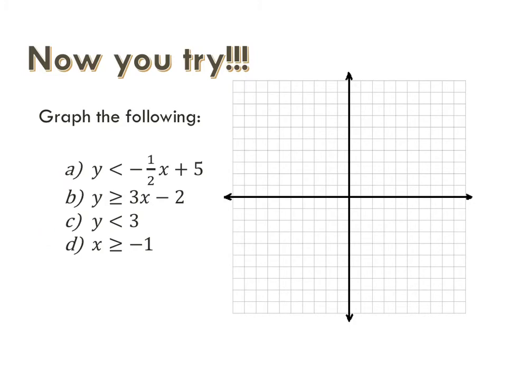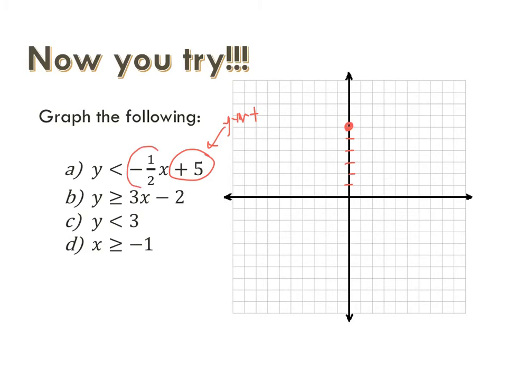So if we take a look at the first one, notice the first step in all these is they're already solved for y, they're already solved for a variable. So I don't have to worry about changing it back to slope-intercept form here. So the next step would be to graph. So notice that +5, that's the y-intercept. So that means it crosses at +5 on the y-axis. So let's put a point there.